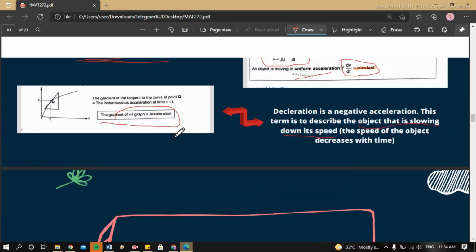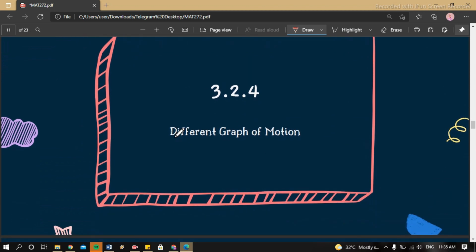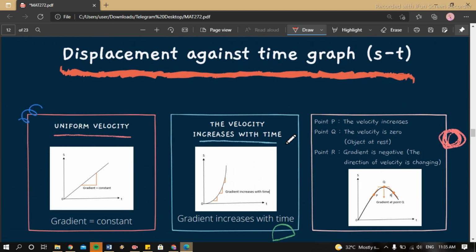So next we will move to 3.2.4, the different graphs of motion. So the first one we have is the displacement against time graph. This one has three types of graph, the first one being uniform velocity.